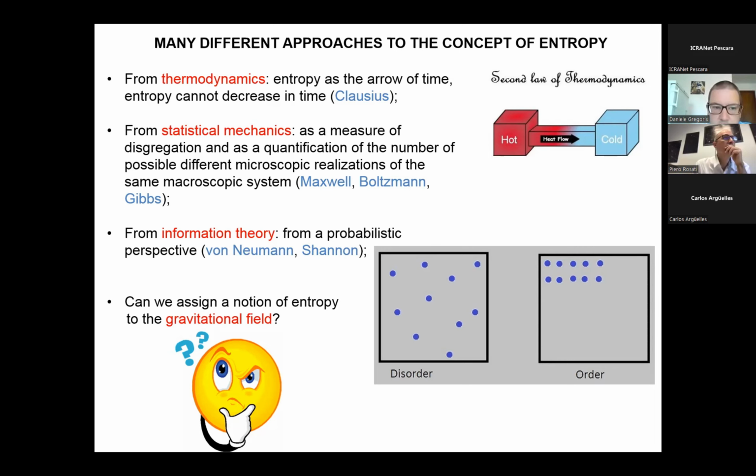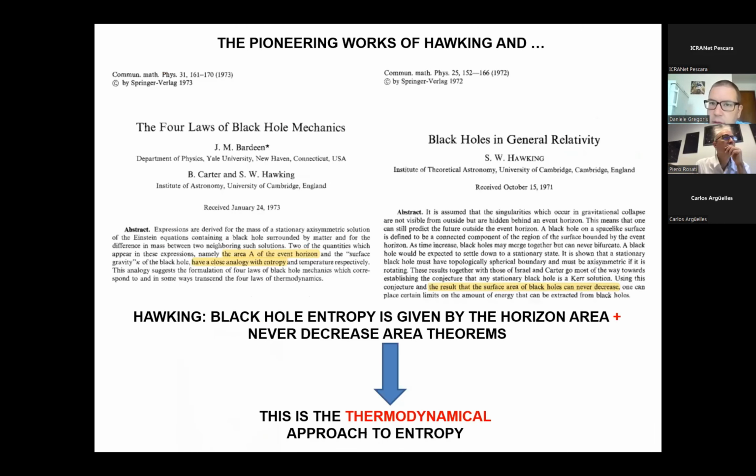We can introduce entropy also in information theory, again from a probabilistic perspective, and this approach was followed by von Neumann and Shannon. So one question that we want to answer is whether we can assign a notion of entropy to the gravitational field. Following the pioneering works of Hawking and Bekenstein, the answer is yes. In the paper The Four Laws of Black Hole Mechanics by Bardeen, Carter, and Hawking, it was noticed that the area of a black hole event horizon has a close analogy with entropy.